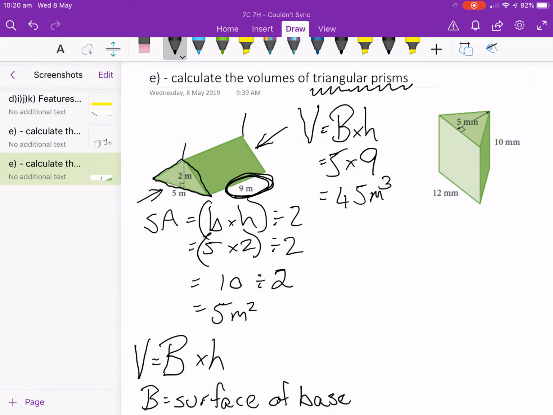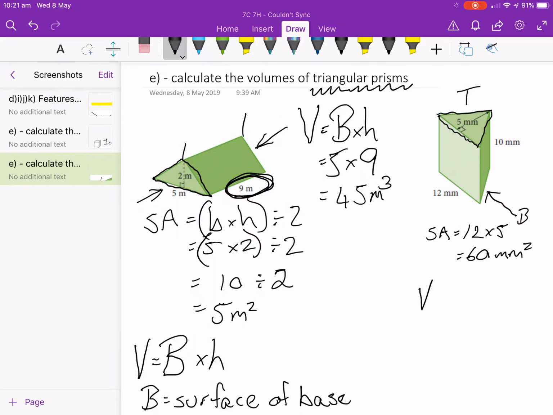Let's do one more. Okay, so what type of shape is this? It has a triangle. This time we can see the top, and therefore we can't see the bottom, but it would also be a triangle. That would be the base. So it must be a triangular prism. First step, find the surface area of the base, which in this case is 12 millimeters times the height, 5. So that equals 60 millimeters squared. There's our surface area of the base.